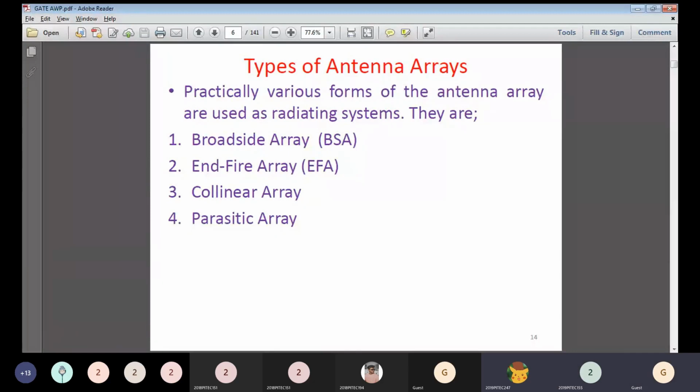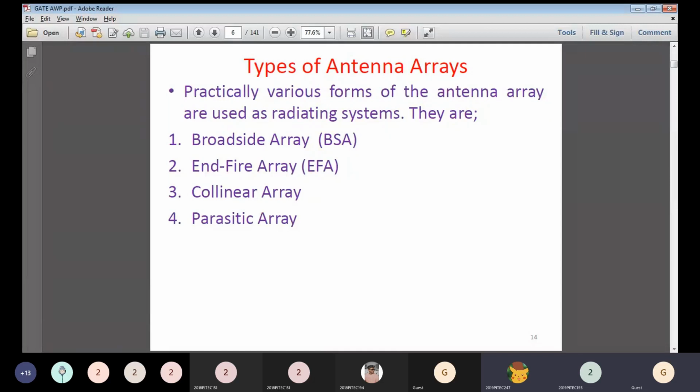So the shape is going to be called as figure of 8. First one the figure of 8, second one the end fire. Third one collinear antenna. In collinear, the antennas are going to be arranged in the form of coaxial type. So we have 2 types of collinear axis. One is horizontal, another one is vertical collinear axis. And last one parasitic antenna.